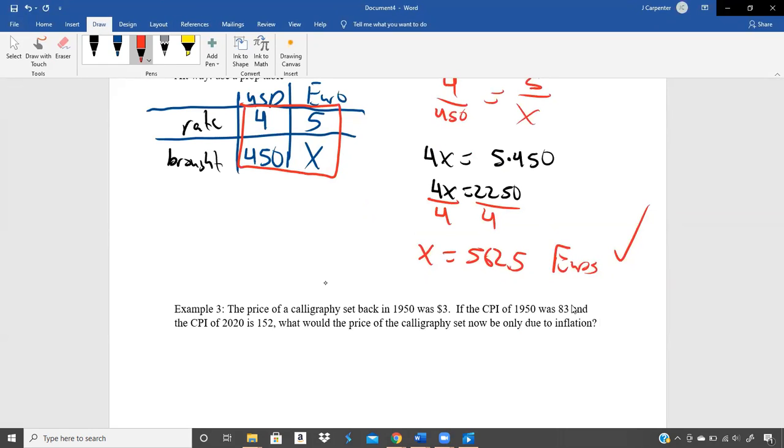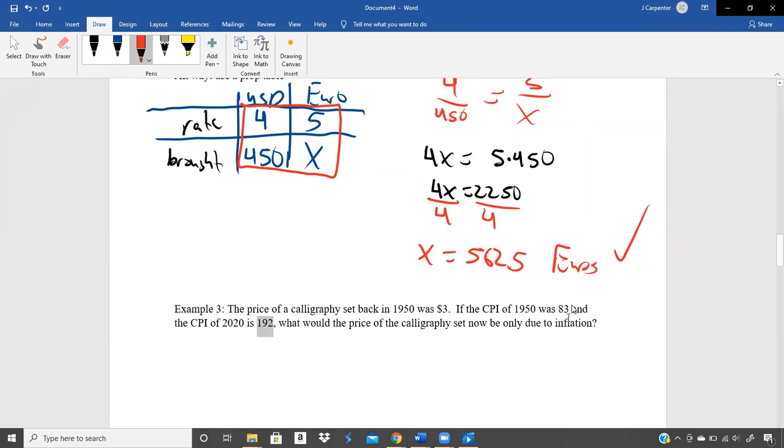The price of a calligraphy set back in 1950 was $3. If the CPI, I want to make the CPI of 2020 a lot higher, actually. Let's go 192. Sorry about that. So the price of this calligraphy set, not saying it's a good or a bad calligraphy set yet, is priced $3 in 1950. And the CPI in 1950 was 83.